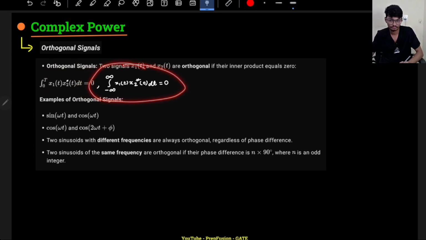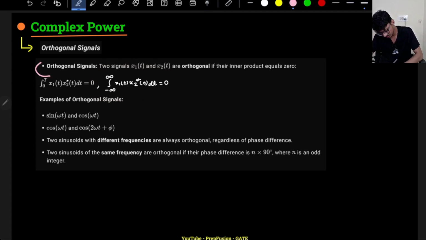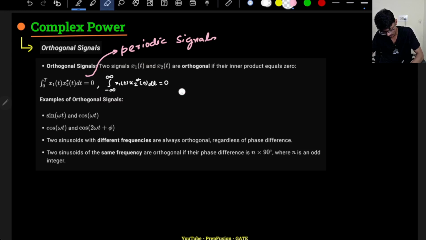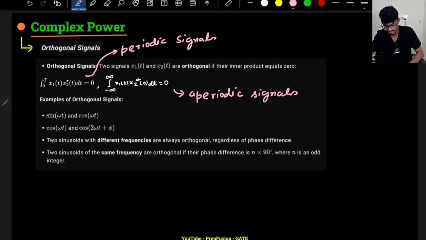What about the aperiodic signals? So these are all my periodic signals, and these are my aperiodic signals.